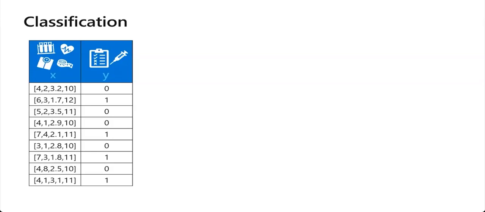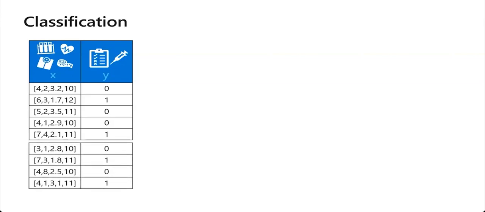Now, the label here is 1 or 0. So 0 means not having diabetes, and a 1 means having diabetes. And the algorithm we're going to use will predict a number between 1 and 0. So it is a probability. And we'll take a cutoff value of 0.5 to determine whether a person has or does not have diabetes.